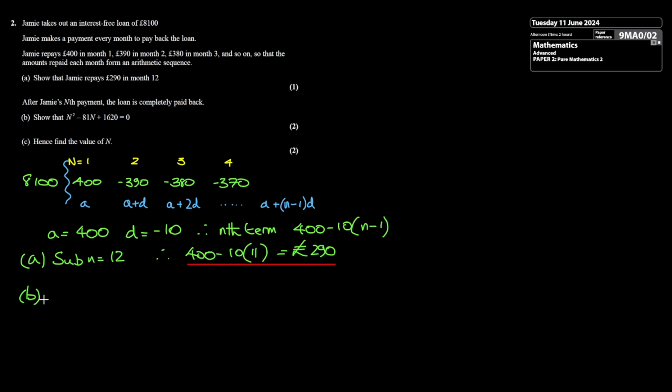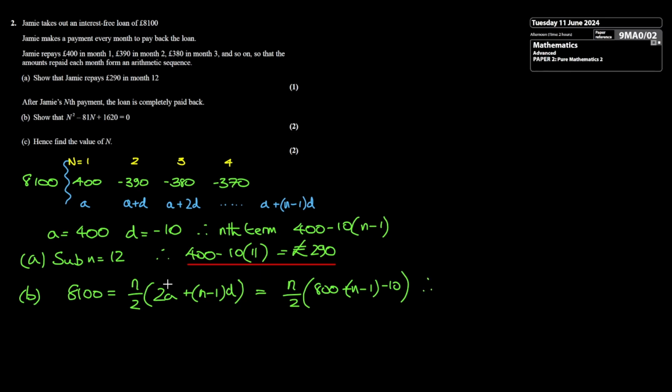Now part B involves sums. We've been told that the nth payment, the loan is completely paid back. So we're going to have to find the sum and prove that this quadratic is true. Well, the sum involved will be 8,100 quid. And this must equal the sum of an arithmetic sequence of n terms. And that's the formula for such a sum. So what we've got to do is put in our values for a and d and set up the equation for n. So this is equal to n over 2, 2a is 800 plus n minus 1 multiplied by negative 10. And remember, this equals 8,100.